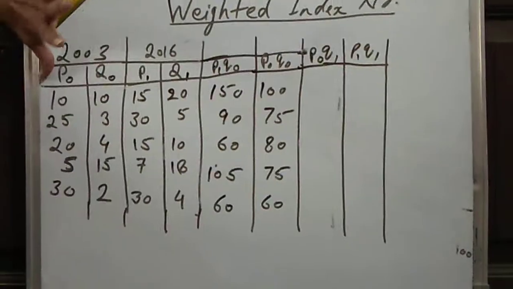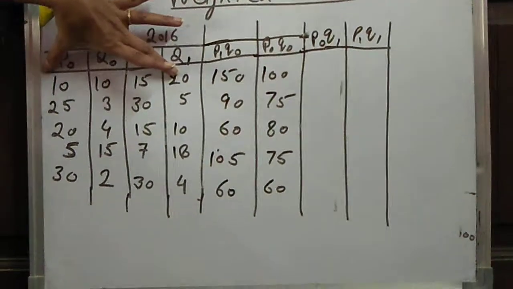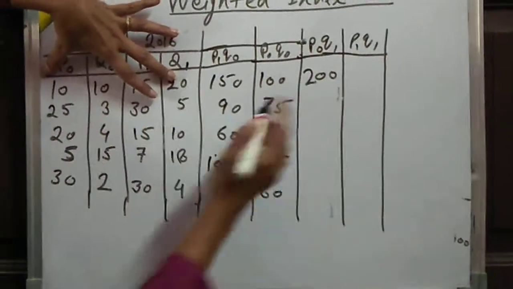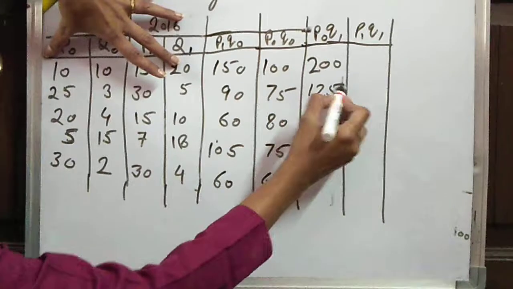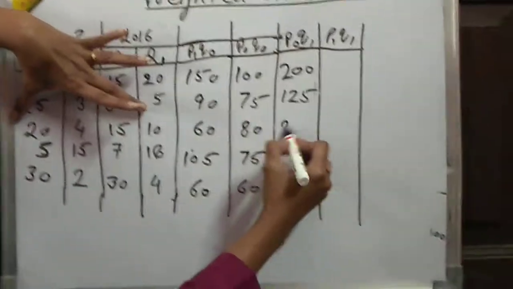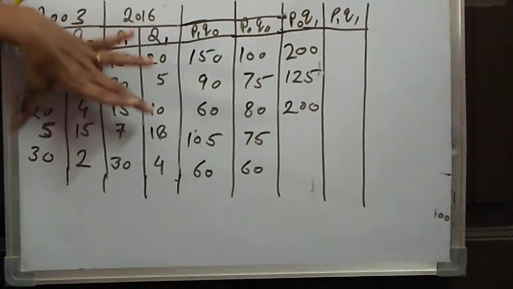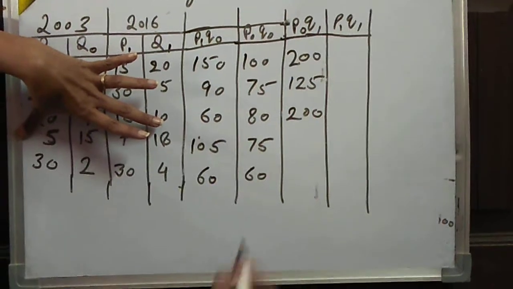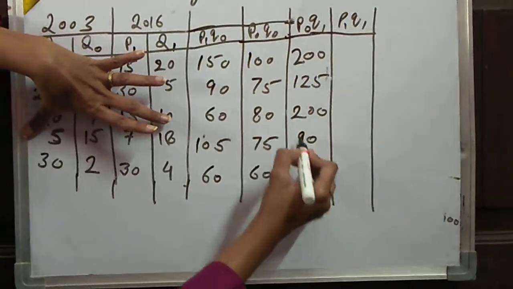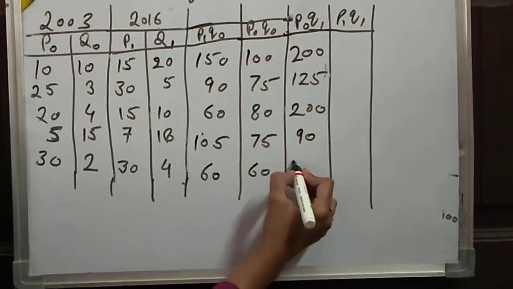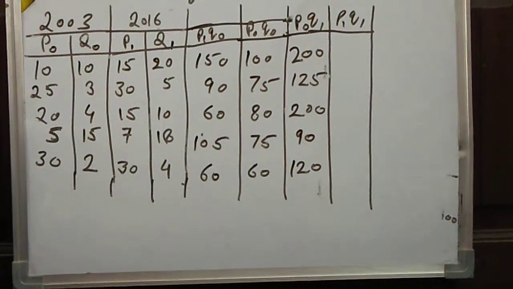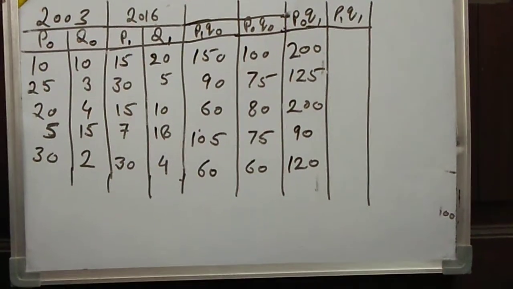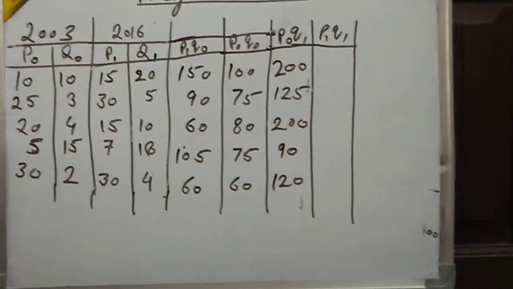So P naught Q1: 10 into 20, 200. 25 into 5, 125. 20 into 10, 200. 18 into 5 is 90. And then 30 into 4, 120. So our P naught Q1 is 200, 125, 200, 90 and 120.